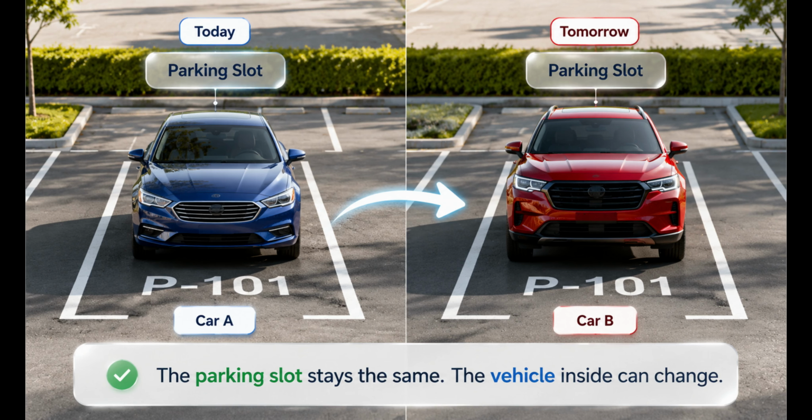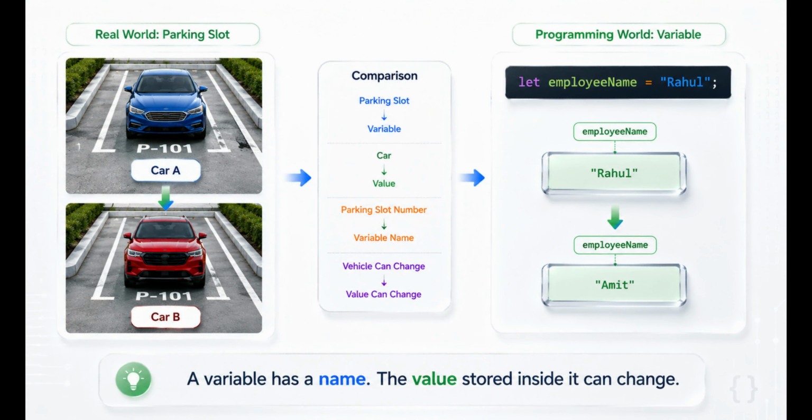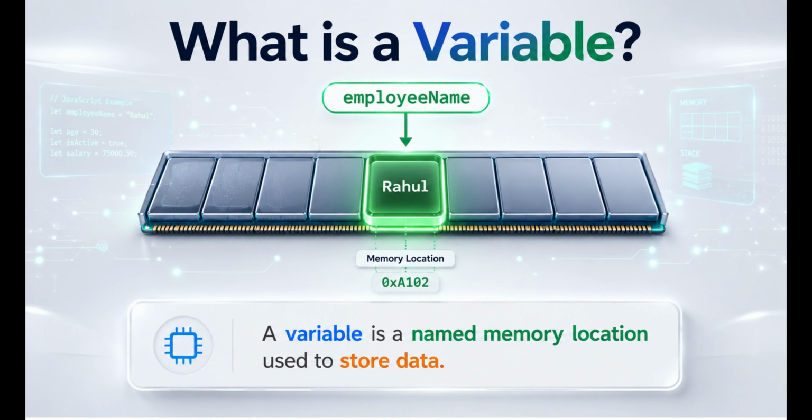So a variable works in exactly the same way. The variable name remains the same and the value stored inside it can change. I hope you got what I am trying to say. If I compare it with the parking slot, the parking slot is the variable and the car is the value. The parking slot number is the variable name and the vehicle can change, that is the value. So I hope you understood what a variable is. I made it very clear so that even a complete beginner can understand what a variable is now.